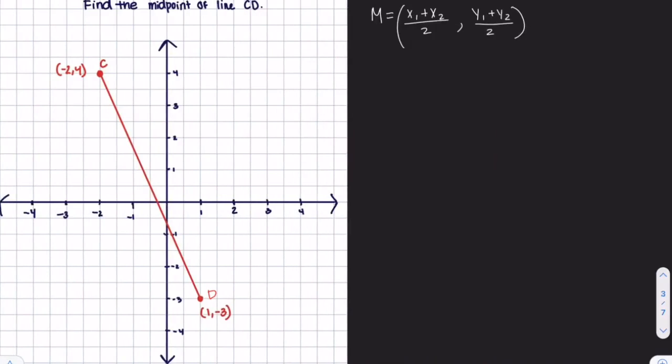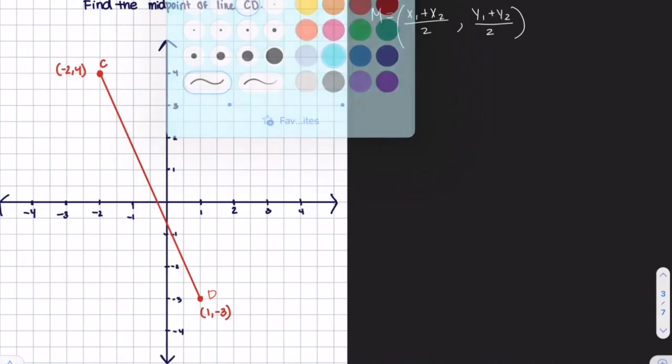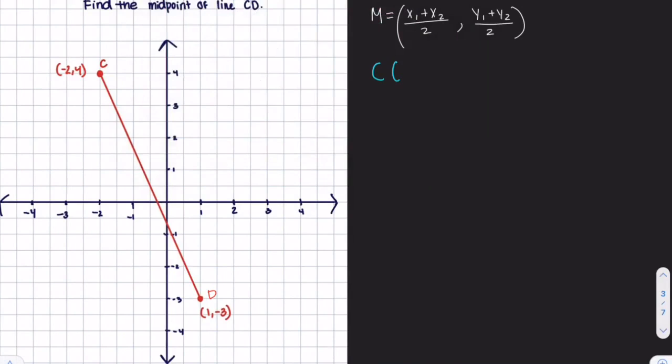Find the midpoint of line CD. As you can see here, we are given the two points: C (-2, 4) and D (1, -3). And we are going to be using this midpoint formula above. So we're going to just label these x1, x2, y1, y2.